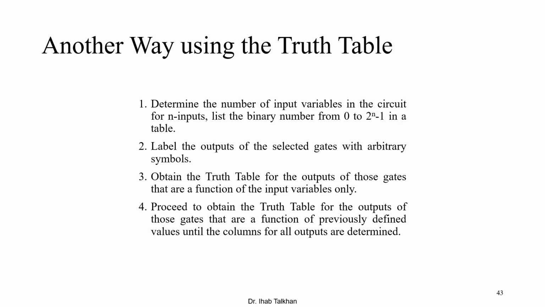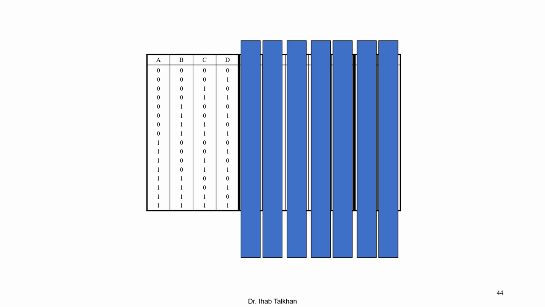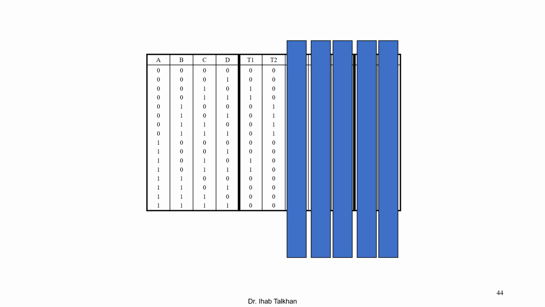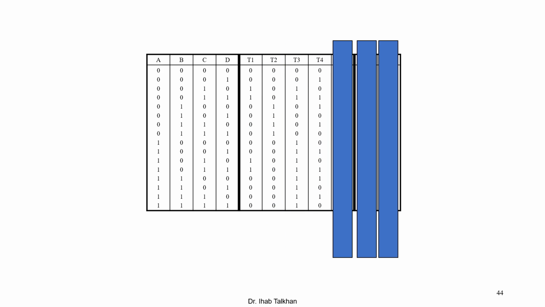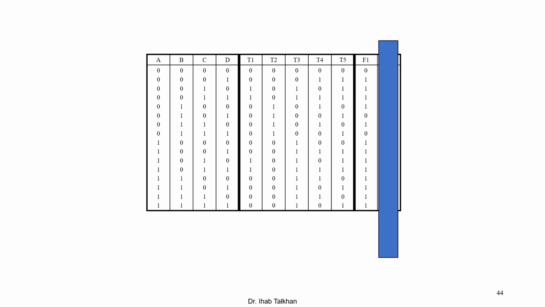Now we're going to use the truth table for it. So let me now apply what I mentioned in the previous slide to the example we mentioned before. Here I have ABCD. As long as we have 4 inputs, you have 2 power 4, which means you have 16 combinations from 0 up to 15. And then you start with T1. As you can see here by tracing, you have to go through all the gates until you find what T1 equals, and then T2, and then T3, and then T4, and then T5, and then F1, F2.